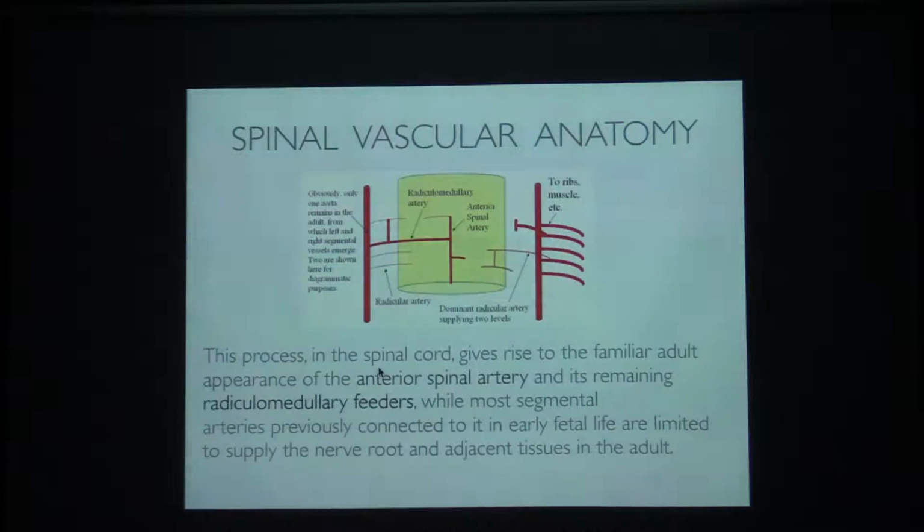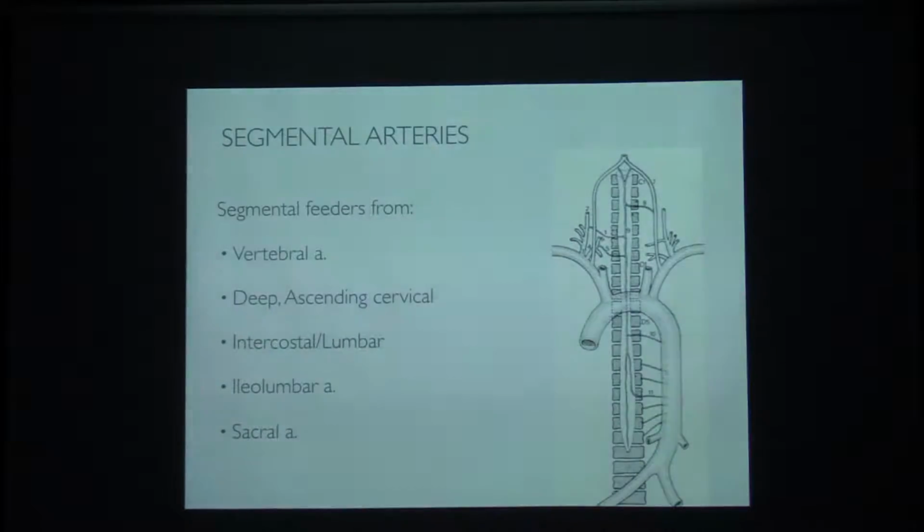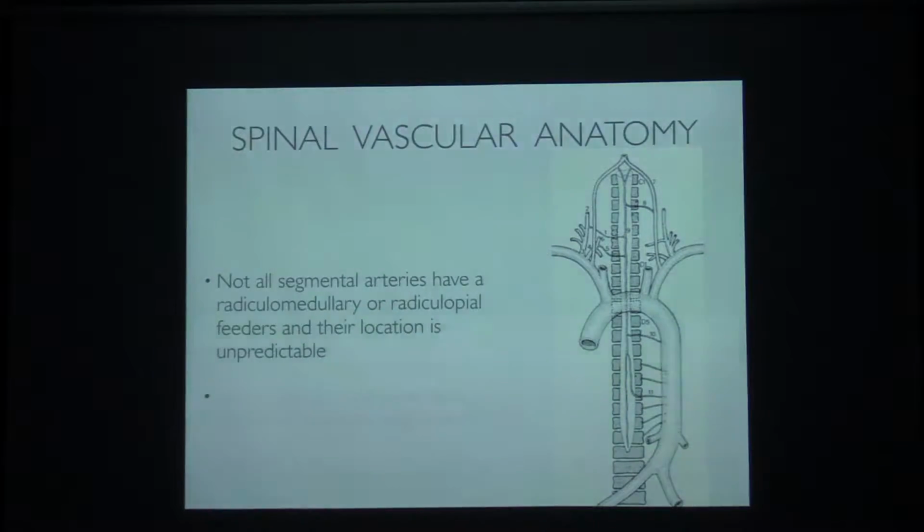And on the other hand, some of them will not go all the way to this longitudinal artery, and they will just supply the adjacent tissues of the column or of the spinal area. So we have segmental arteries trying to supply the cord or the anterior spinal artery, which we'll get to, and they can come from every segment of the body. Vertebral artery, which is a longitudinal artery, the deep and ascending cervical, the intercostal and the lumbar, the iliolumbar and the sacral. All of them can send vessels to the cord, but not all the way.